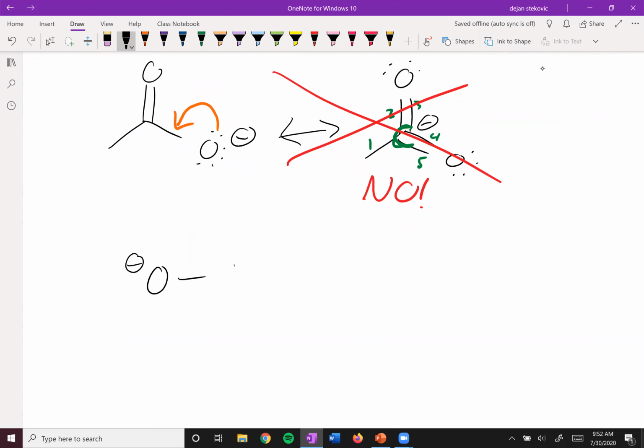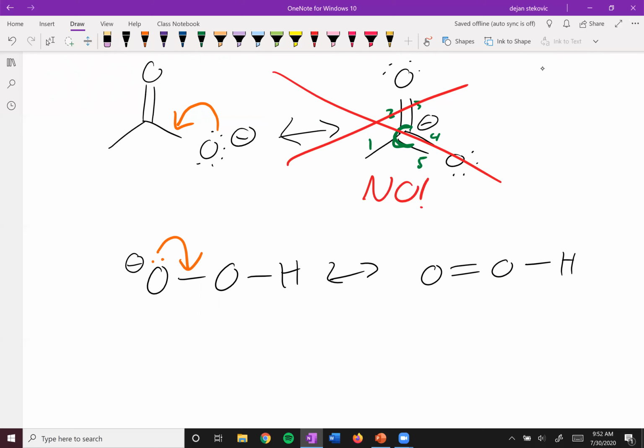Another example, something like this, right? And something that you have to kind of keep track of is to remember that your lone pairs don't have to be explicitly shown, right? So, right, this is totally fine. We don't have to show all the lone pairs. So maybe you're thinking you can move these over here. But we can't do that.